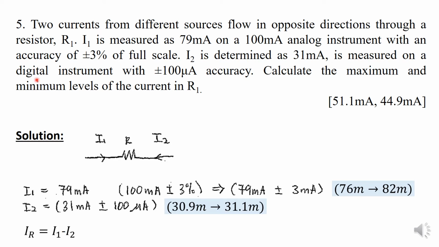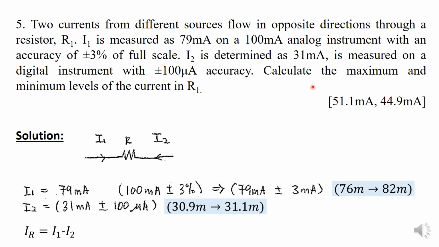I2 is determined as 31 milliamps. It is measured on a digital instrument with plus minus 100 microamp accuracy. So I2 is measured as 31 milliamps. The error of the measurement is plus minus 100 microamps. So we do not need to find the error of I2 because it is given.